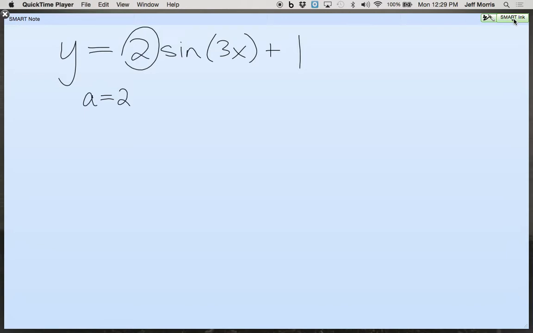What will a negative out front do to it? If this was negative, let's do it with negative 2. What is a negative going to do to it? Flip the graph. Very good. It's going to flip the graph over the x-axis. So we'll do it with a negative, just so you can see.